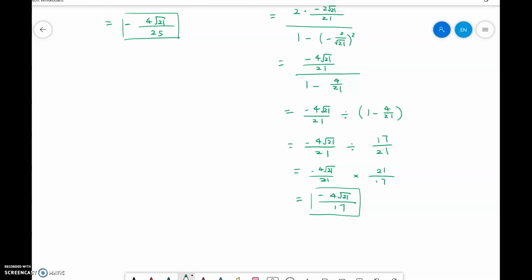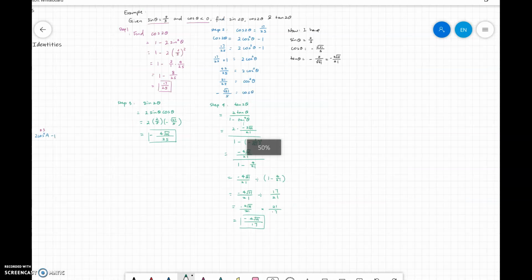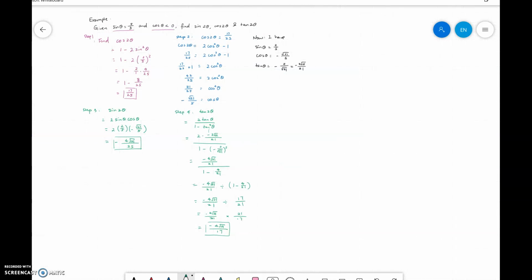So putting everything together, we have sine of 2 theta equal to negative 4 square root of 21 over 25. Cosine of 2 theta equals 17 over 25. Tangent of 2 theta equals negative 4 square root of 21 over 17.